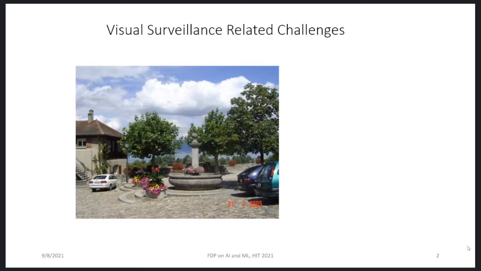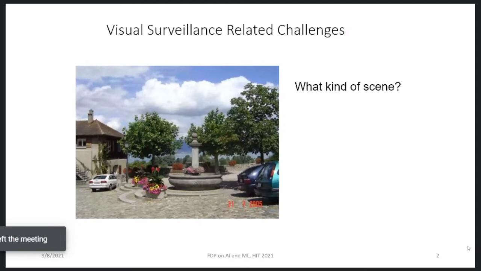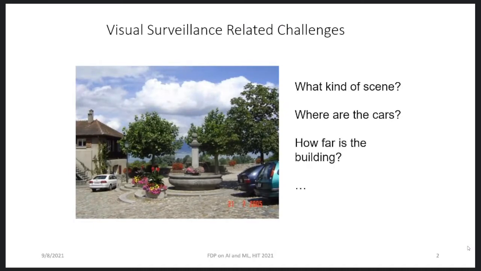So let us try to understand what the challenges related to visual surveillance are. If you take this image, you can ask hundreds of questions out of this image. You can ask a question like, what kind of scene is it? Or the next question can be, where are the cars? You can have another question like, how far is the building? So these are the three questions. But actually, you can formulate many more.